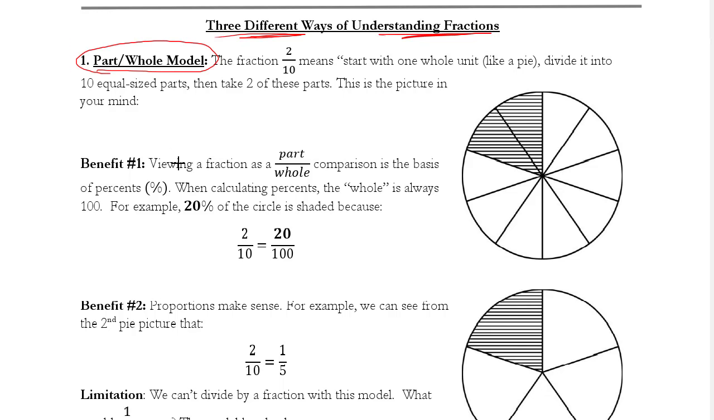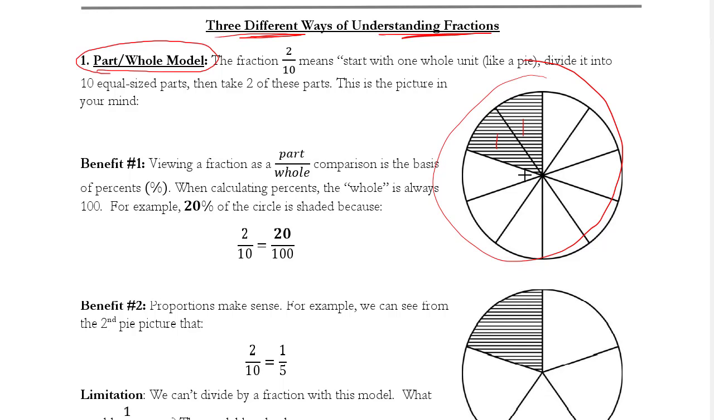And we can see what a part-whole model looks like, right? So if I want to interpret the fraction 2/10, it means take a whole thing, like a pizza, cut it up into 10 pieces and take 2 of those pieces, right? This is the 2 here, this piece right here and this piece right here. Those 2 pieces are a part of the whole pie.